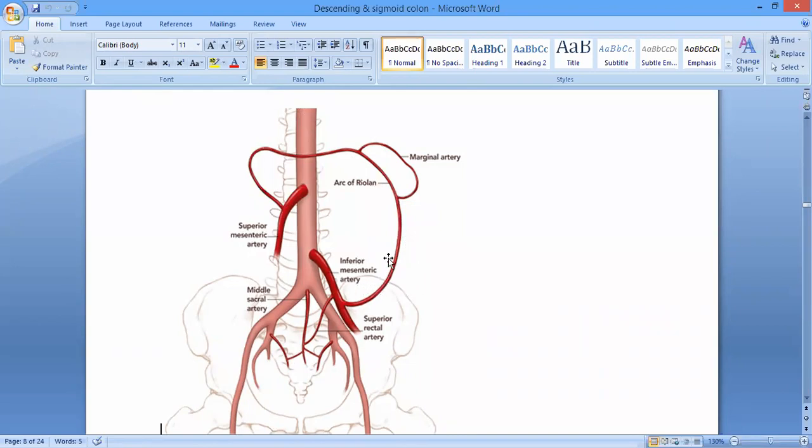The left colic artery's ascending branch is going to make an anastomosis with the branch coming from the proximal part of the middle colic artery, and this is called the arc of Riolan. It is also called Haller's anastomosis because it is again an anastomosis between arteries, and you can see the bigger arteries.